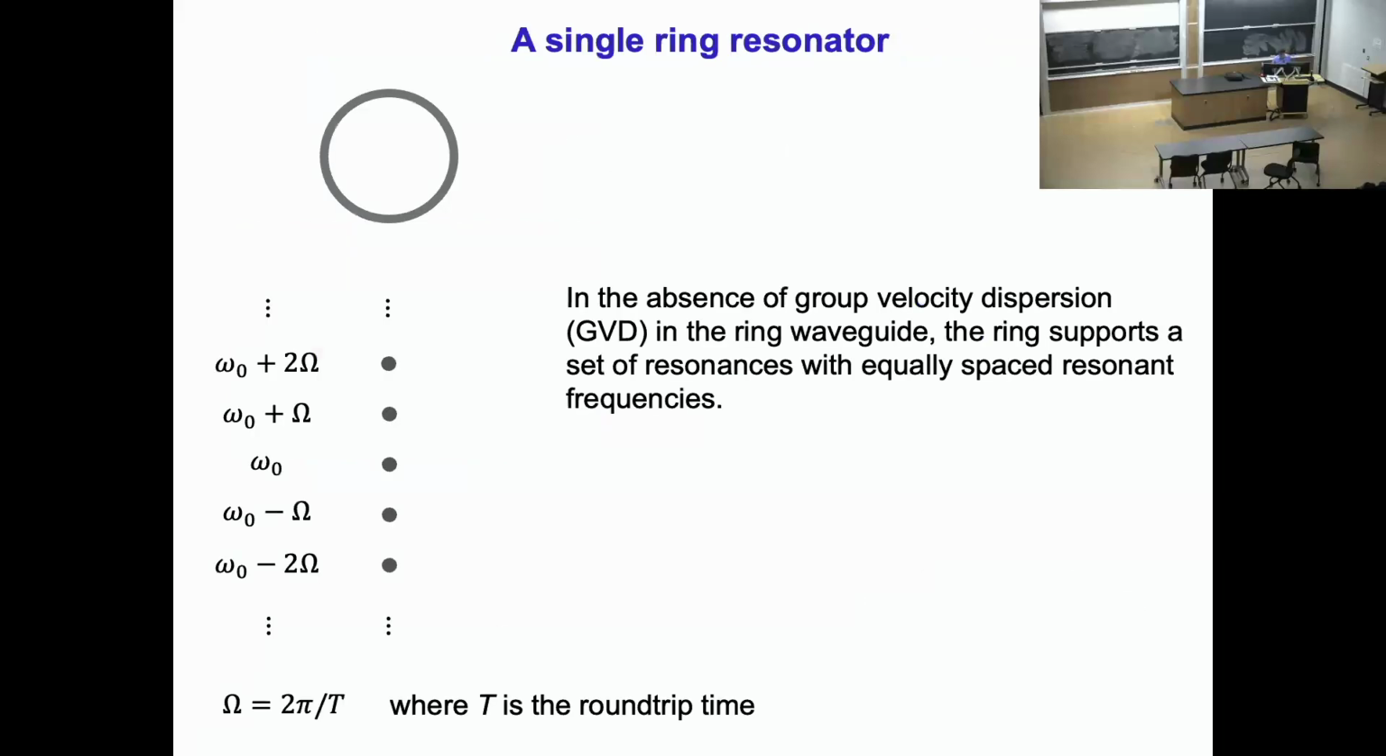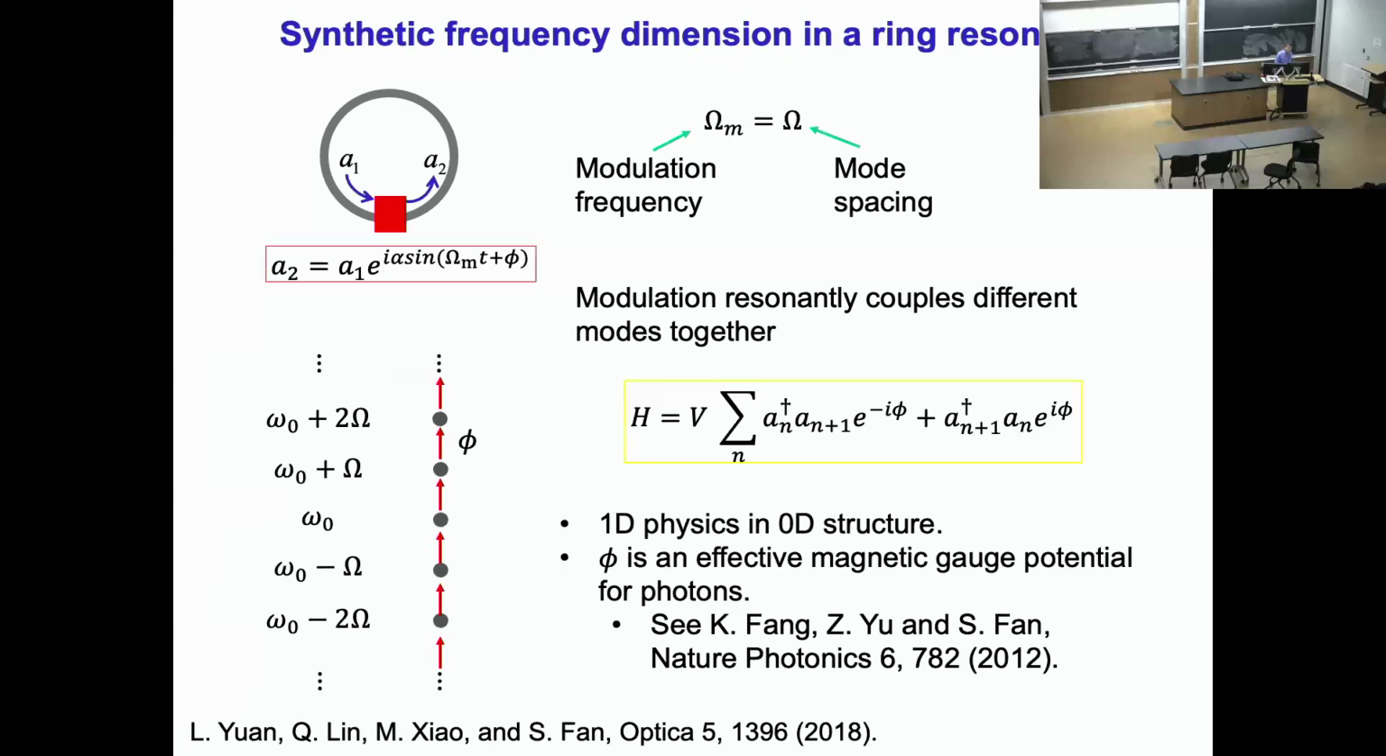So as an illustration of the basic idea, if you take a single ring resonator, now if there's no group velocity dispersion, then it forms a set of frequencies, a frequency comb, in other words, eigenstates, where the frequencies are equally separated, and the frequency spacing, which is called the free spectral range, is reciprocal to the round trip time. In this case, if you don't put anything in the ring, these are eigenmodes of the system, so they don't couple to each other. You can couple these modes together by putting in a modulator.